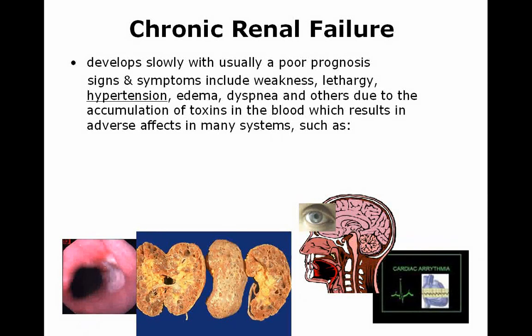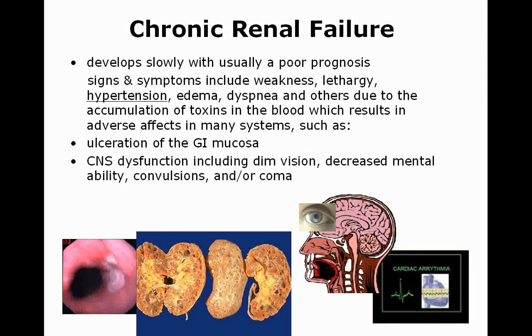Kidney disease will cause hypertension, and hypertension will cause kidney disease. With chronic renal failure, there's going to be edema present, dyspnea, and other signs and symptoms due to the accumulation of those nitrogenous poisons in the system. Because of those poisons, those toxins, the nitrogenous waste, they'll develop ulceration of the gastrointestinal mucosa, and then have problems also with their central nervous system, decreased mental ability, dim vision, convulsions, coma.